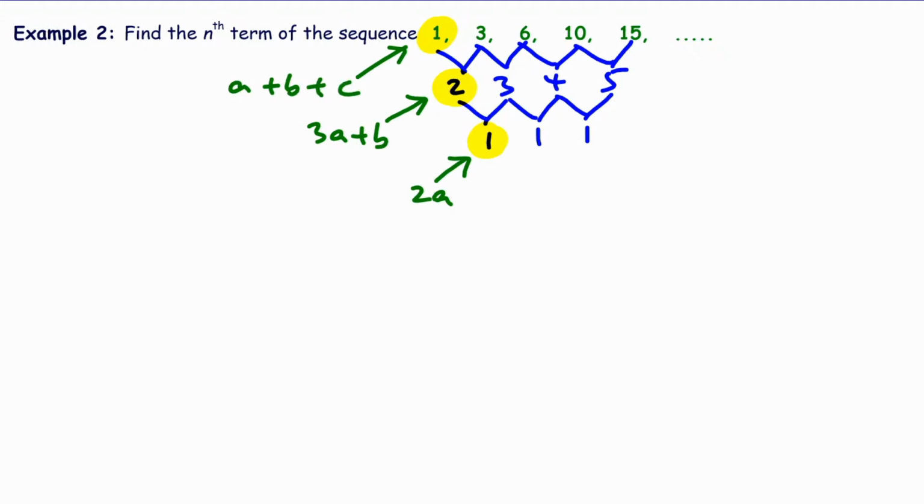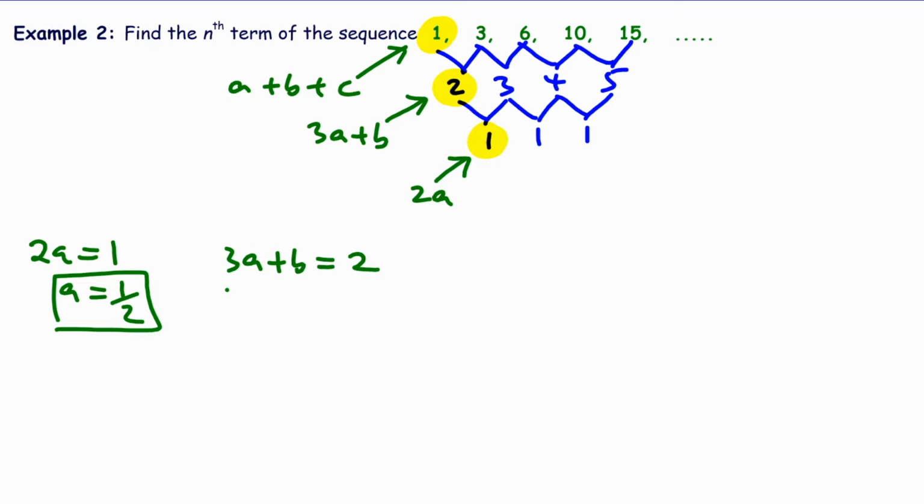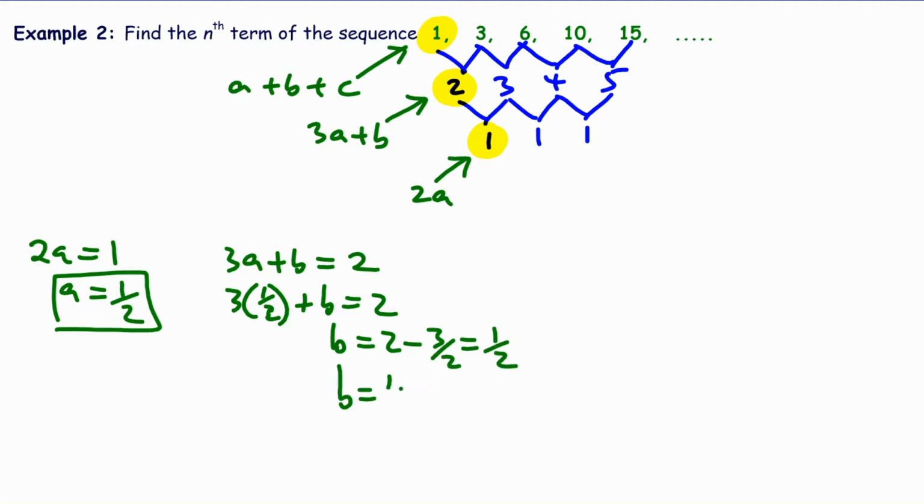And we can form three equations. And the first equation is 2a is equal to 1, which means a is equal to a half. The second equation will be 3a plus b is equal to 2. So 3 multiplied by a half plus b is equal to 2. So b will be equal to 2 minus 3 over 2, which is a half. So b is equal to a half.